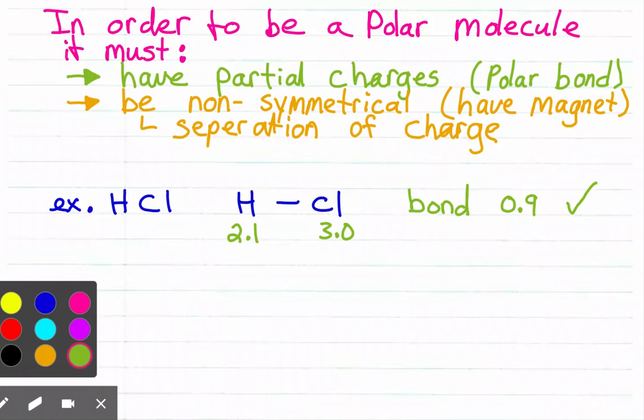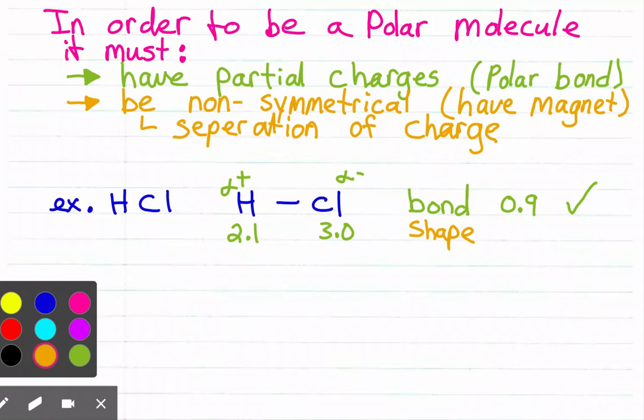So that means that our hydrogen and our chlorine have a partial charge. So our hydrogen gets a partial positive and our chlorine gets a partial negative. The next thing we have to do is check and see if it meets the non-symmetrical criteria. So we're looking at its shape. This is pretty easy to realize that the HCl is non-symmetrical.